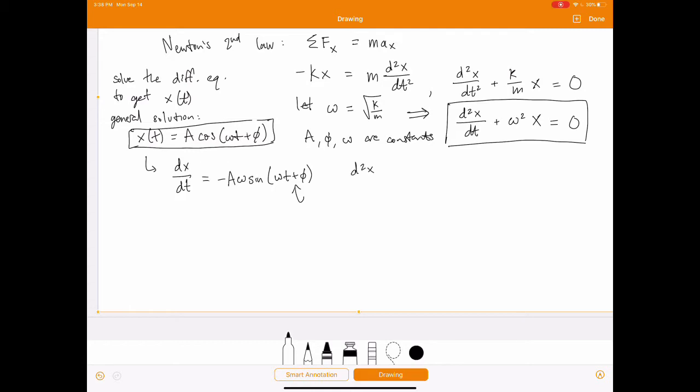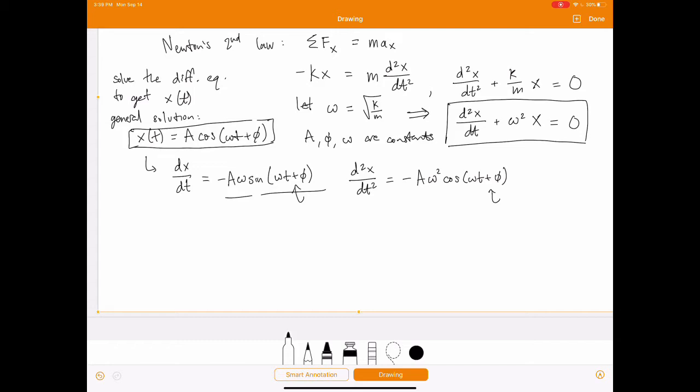Then, if we take the second derivative of x with respect to time, that's just the derivative of this guy. So I'm going to have A omega as two constants out front. Now, when I take the derivative of sine, I get cosine. But I already had the negative sign out front, so now I have cosine omega t plus phi. But again, I have to take the derivative of what's inside, which brings out a factor of omega. So now I have omega squared out front.